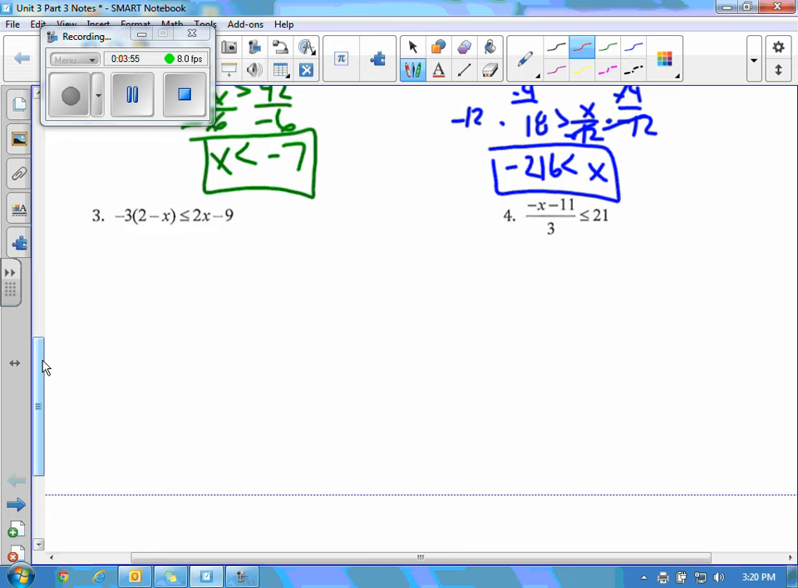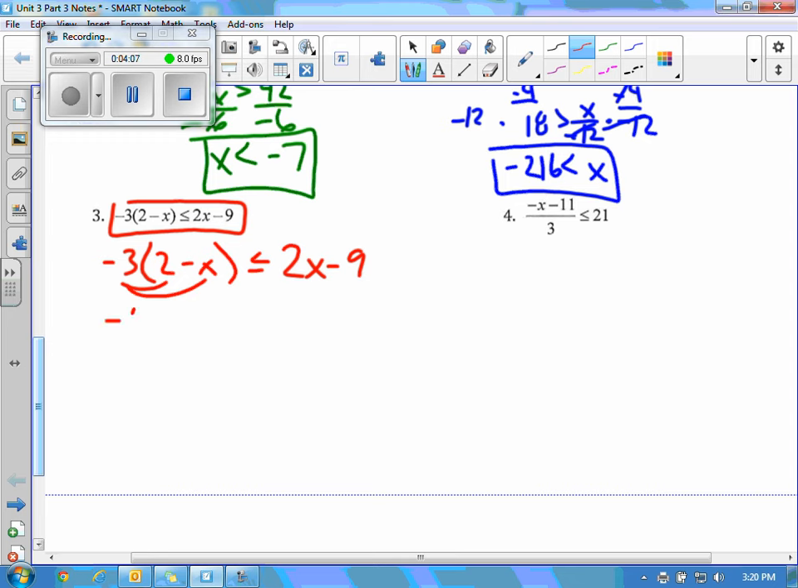So again, I'm going to start by boxing and rewriting. So I have -3(2 - x) ≤ 2x - 9. Over here on the left side, I need to distribute. -3 times 2 is -6. -3 times -x is positive 3x. Less than or equal to 2x minus 9.